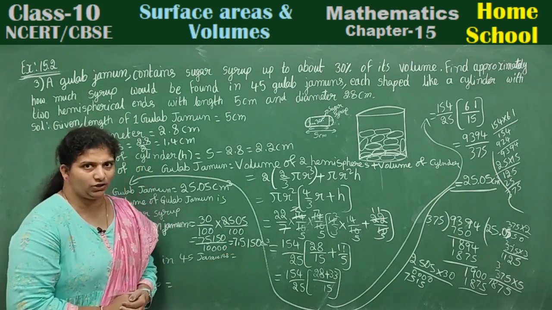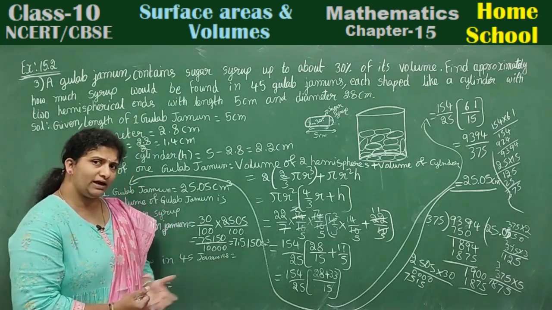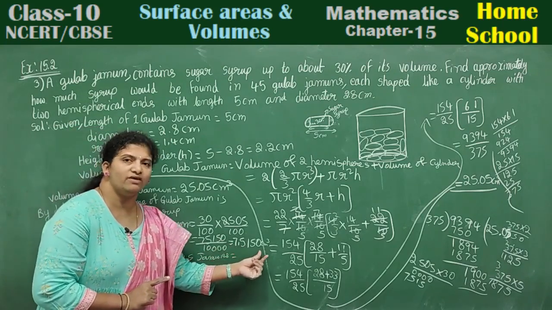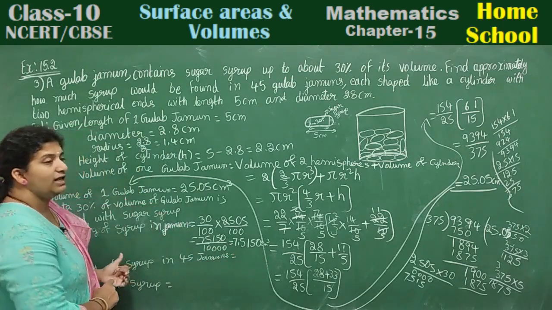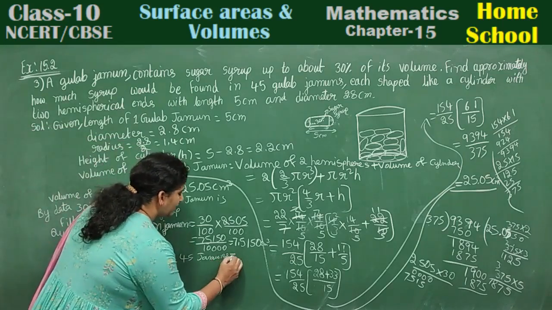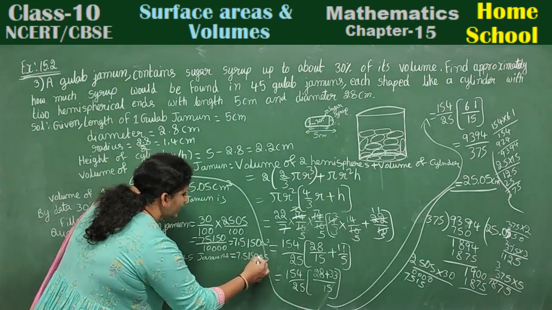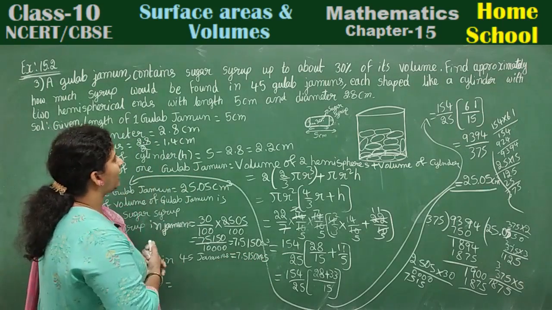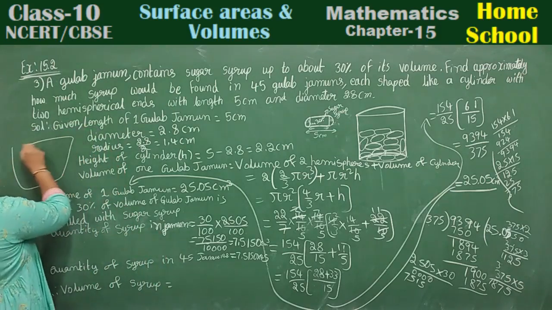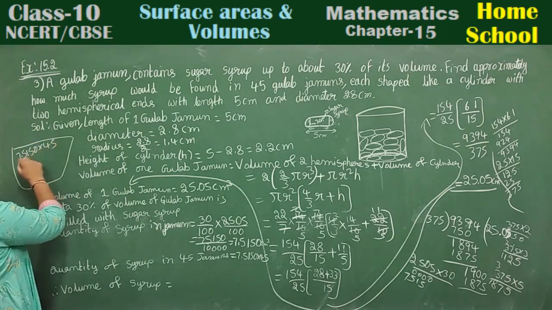Therefore, the quantity of sugar syrup contained in one jamun, 30% means how much? 7.5150 centimeter cube. You can skip the last 0 and write 7.515 also, no problem. So one jamun's sugar syrup is 7.5150 centimeter cube. Like this, I need 45 jamuns. So now multiply 7.5150 into 45 jamuns. Again, we need to calculate. Let's do the calculation here, 7.5150 into 45.